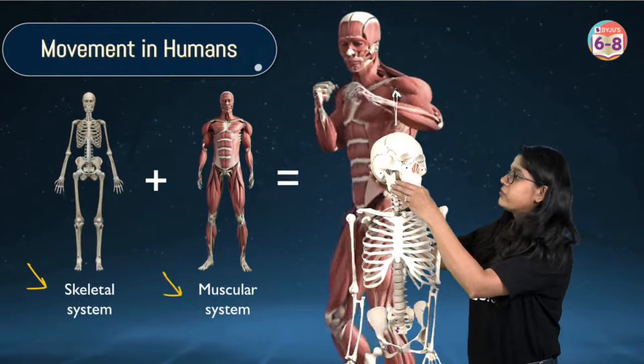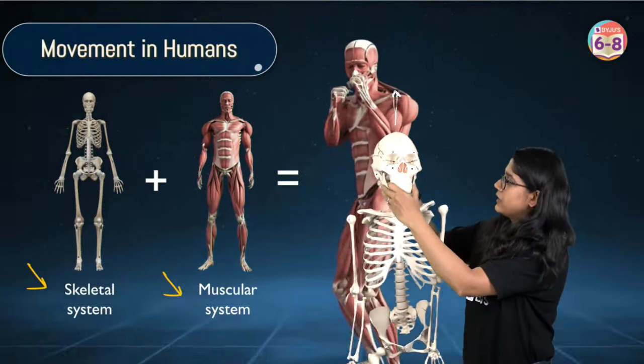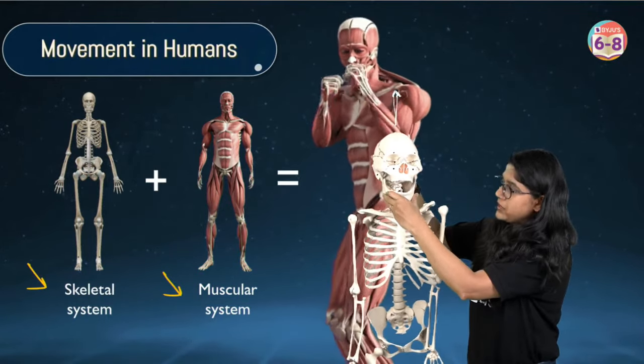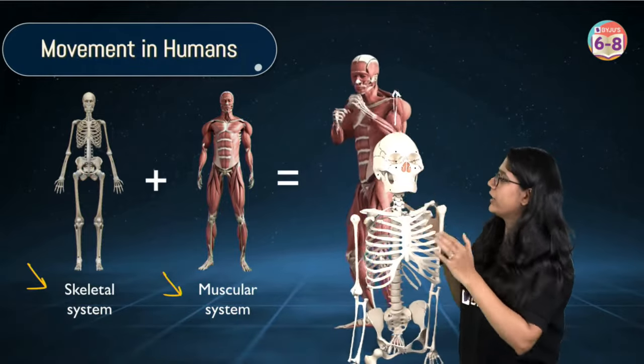Now, the skull is very special. Of course, it protects our brain, right? And of course, it has the jaws attached to it. And of course, we have our mouth. Okay, so that's the skull.